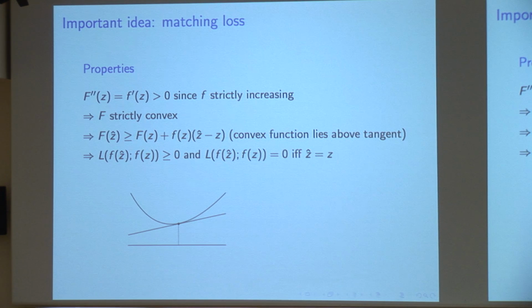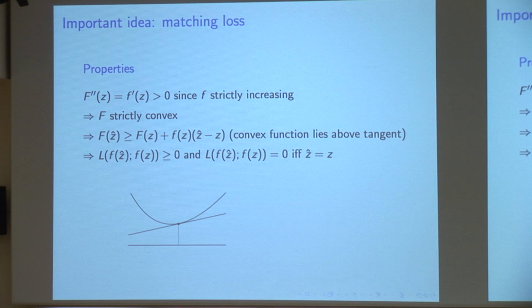The first thing we know about that big F function, the antiderivative, is that it's guaranteed to be strictly convex. Why? Look at its second derivative. The second derivative of big F is the derivative of little f, but we said little f had to be strictly increasing, which means its derivative is strictly positive. Therefore, big F double prime is strictly positive, hence it's strictly convex.